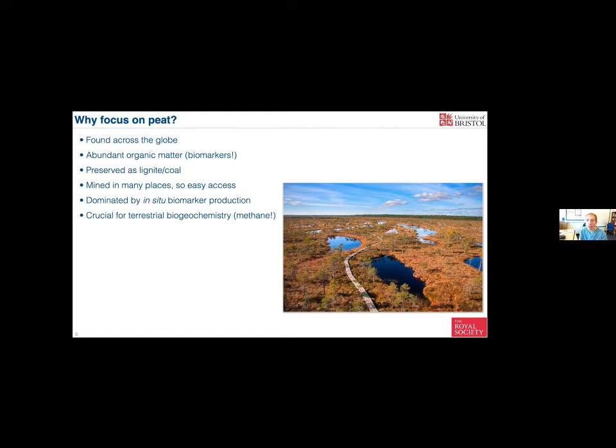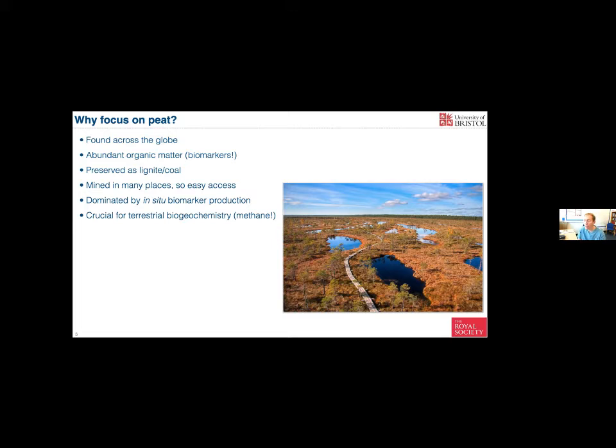But also very important is that peats are often preserved as lignite or coals, and they are mined in lots of places, especially in the Northern Hemisphere. So it's actually quite easy to access a lot of these sections. We don't need fancy drilling campaigns or marine vessels. We can often just hike up to mines and go sample there with some appropriate permissions and safety equipment.